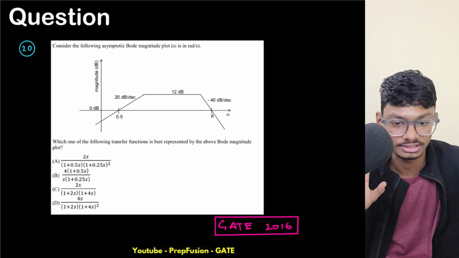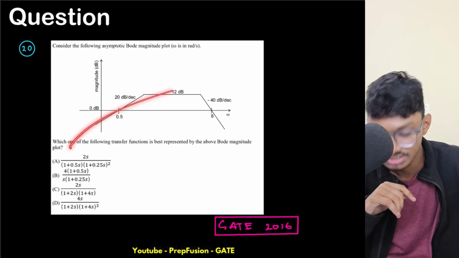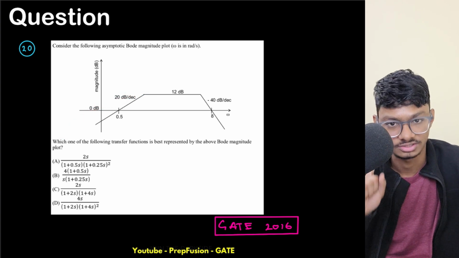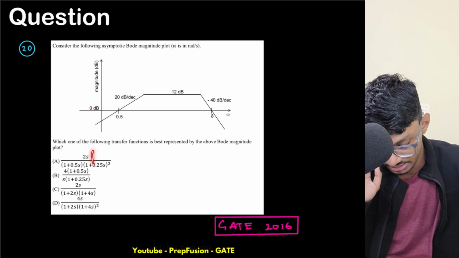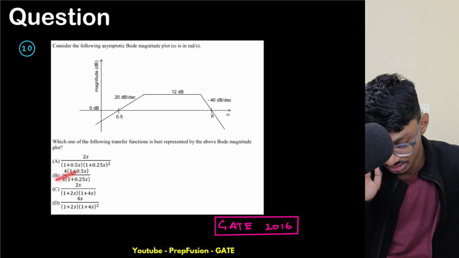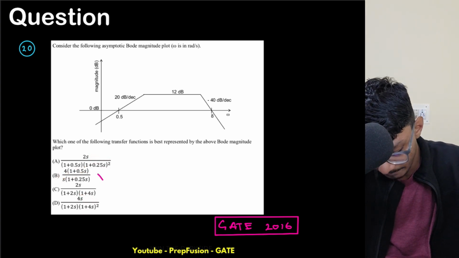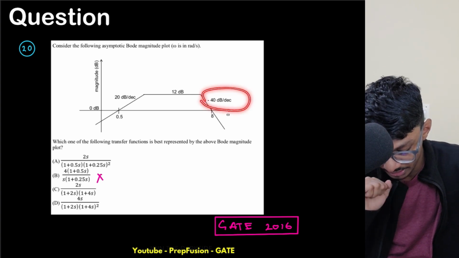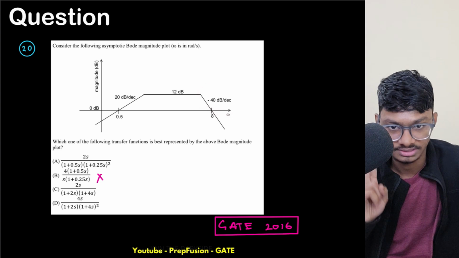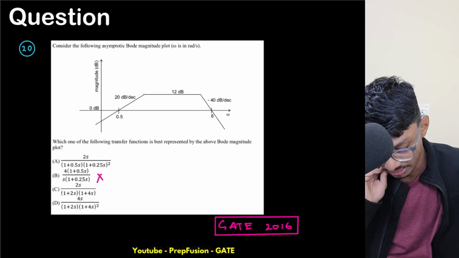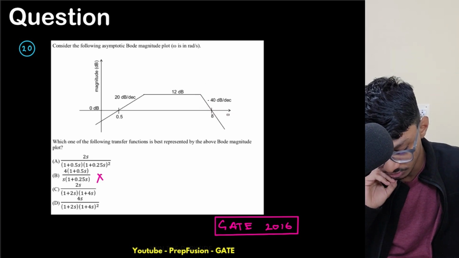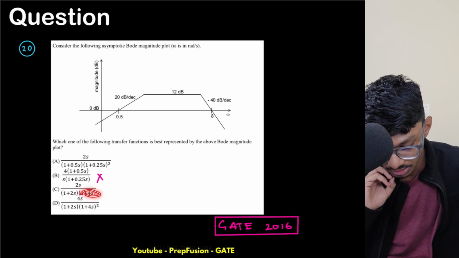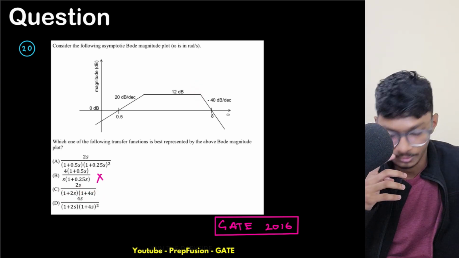But what other option can I get is that I have a 0 initially, at s equals 0. So all of these three have s equals 0 at s equals 0, but this doesn't have. So this one gets eliminated. Next, here I have minus 40 dB per decade. So I have two poles at some location, which I don't know right now. So this also gets eliminated, because here at some corner frequency I have two poles.